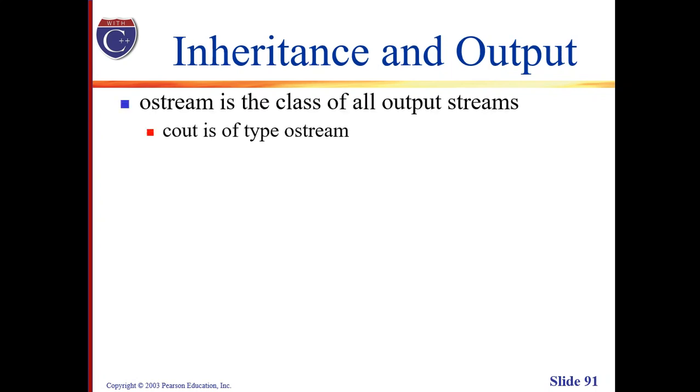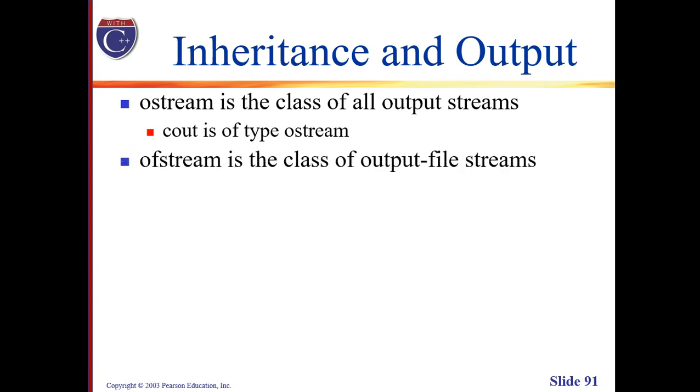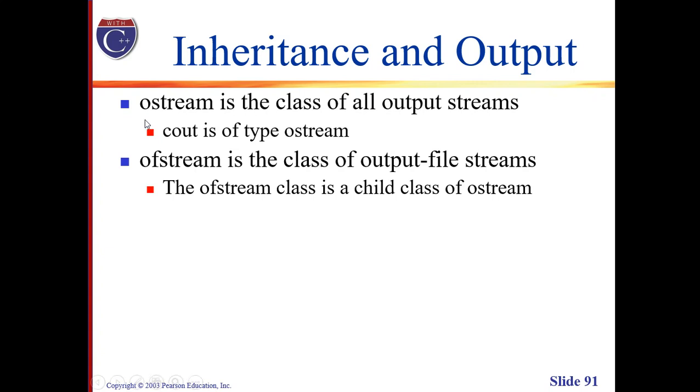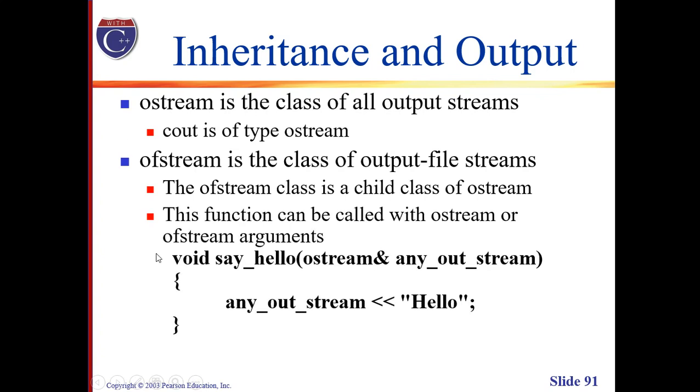Talking about inheritance and output, ostream is the class of all output streams. For example, cout is of type ostream. On the other hand, ofstream is the class of output file streams. The ofstream class is a child class of ostream, which means the ofstream class was just derived from the ostream class, which is the parent class. For example, this function can be called with ostream or ofstream arguments.